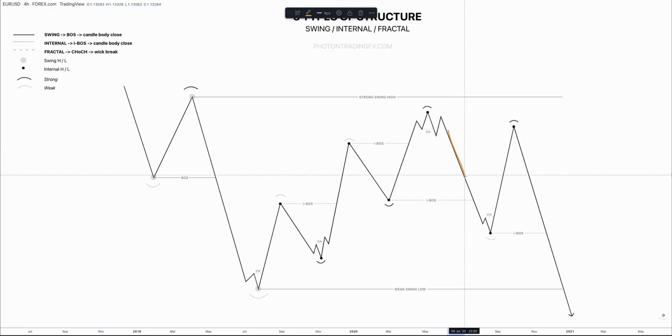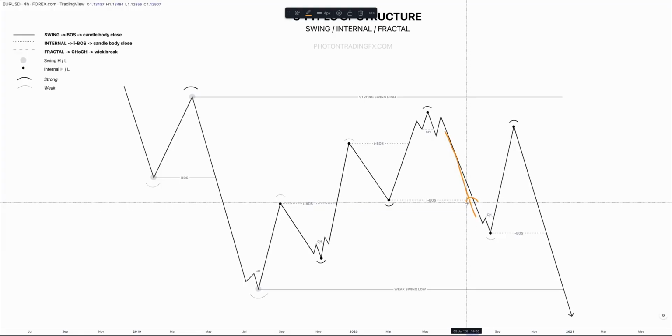So once we come down and we actually get that bearish IBOS, and again, for internal structure, we need a counter body close, okay? So we need a counter body close to confirm breaks of structure for everything apart from fractal, because for fractal, we want to be super, super aggressive, and that's why we can use wick breaks, okay? So we get that bearish IBOS.